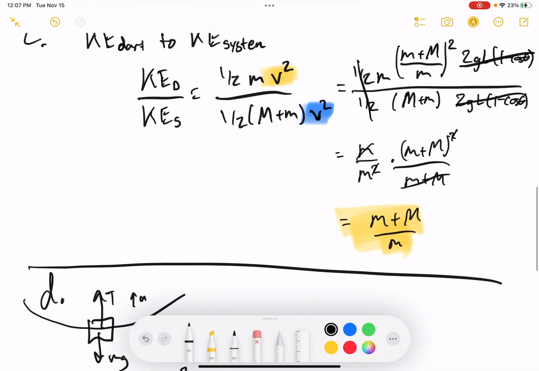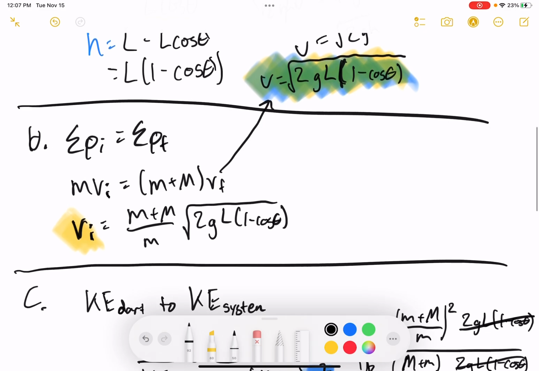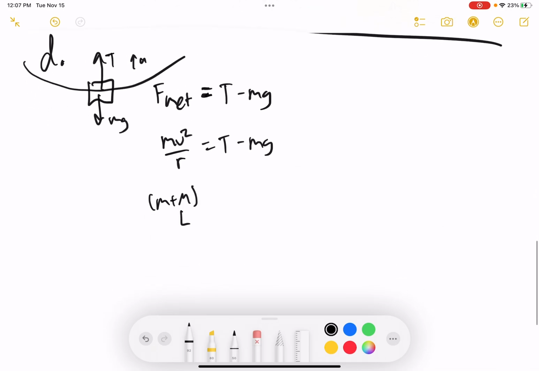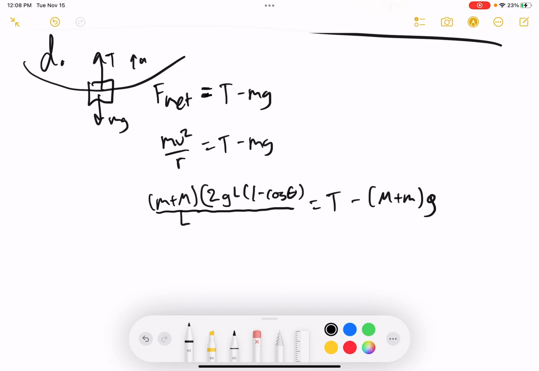And then my v is actually going to be the same velocity right after the collision. So that's that root 2gL(1 minus cosine theta). And then when I square that, it will just be 2gL(1 minus cosine theta), all over L equals T minus mg. Now remember, my m is equal to m plus M. Now, you'll notice that these L's actually cancel out, right?